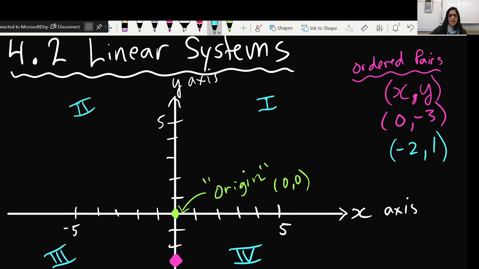2 to the left, and then if the y value is 1, we'd go up 1. So does everybody see that that's where that point would be? This is review and you all know this? Good stuff. I feel like maybe we're done with that. Are we done with that?